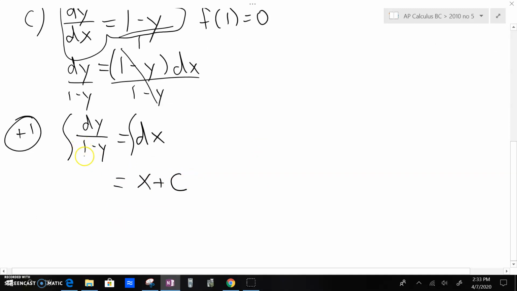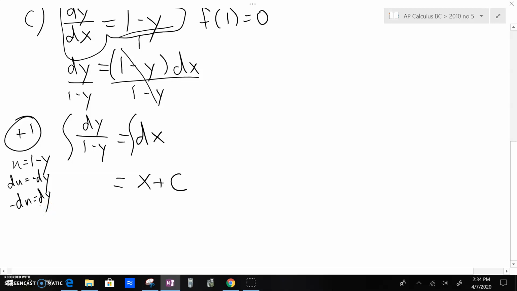And then the integral on the other side, technically you've got a u substitution going here, so you're making u equal to the bottom. It's one of those u substitutions that generally the AP doesn't write, but if you really want to do it, you can definitely do u equals 1 minus y, du is a negative dy, and then negative du is dy.